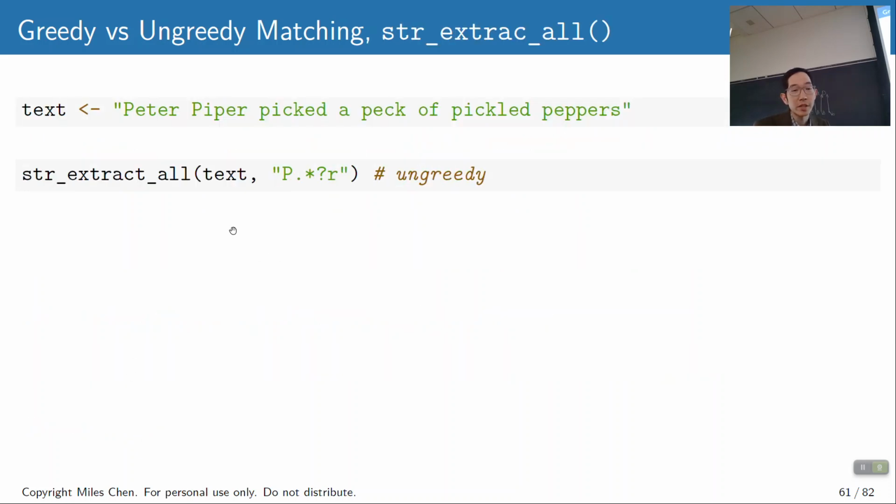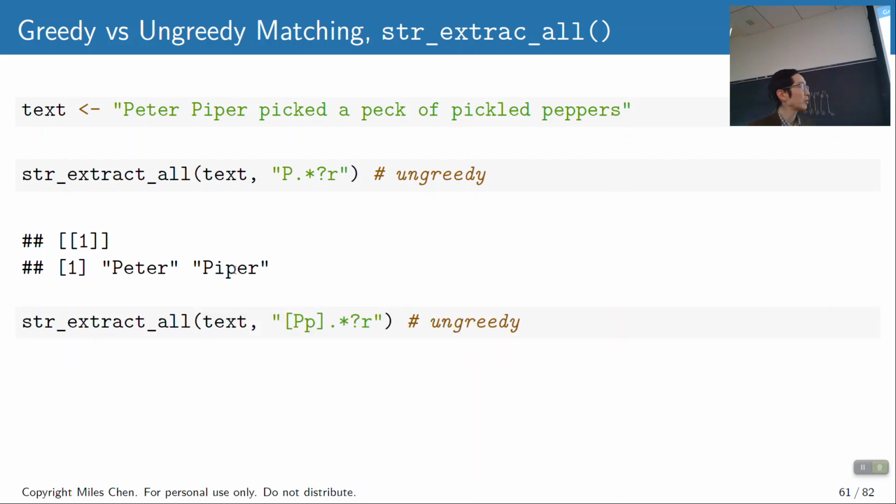Okay. All right. Here's string extract all. So we have the ungreedy match, and so doing that here we get Peter and Piper. Okay, and then all right, what will this match? I have capital P or lowercase p in a character set, followed by 0 or more wildcard made ungreedy with the question mark, ending with an R.